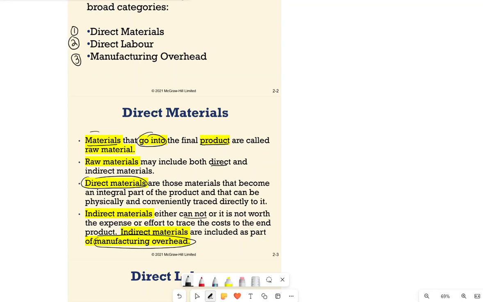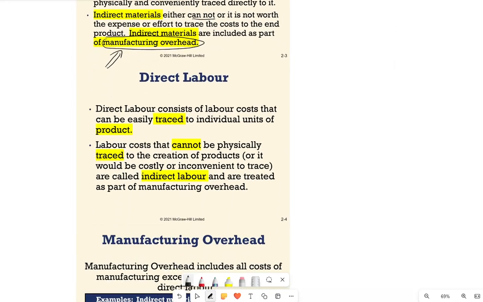Again, you have a material that you use to produce a product, called a raw material. There are two types when you have a raw material. One, we have direct, and the other one is my indirect material. Direct can be traced to the product. Indirect cannot be traced to the product. If it cannot be traced to the product, it will go to my manufacturing overhead.